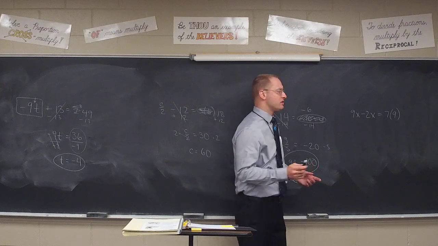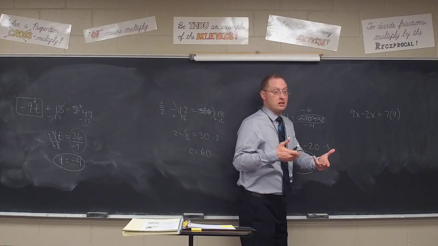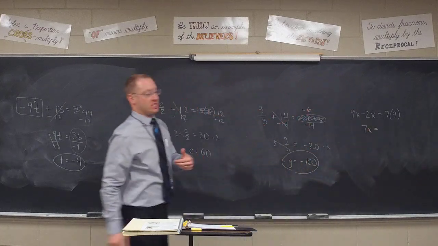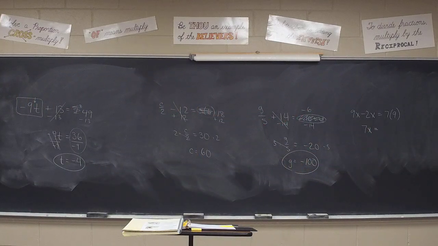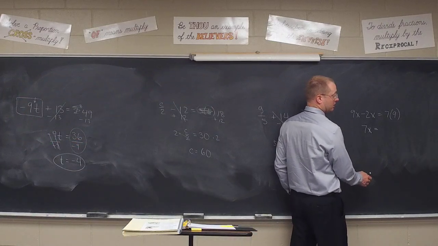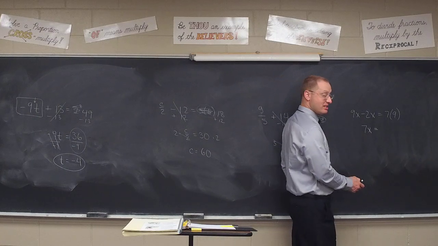9 minus 2? 7. X. 7x. There we go. Good. We get a 7x. So we're going to start by combining those x's. Again, you can't have multiple x's you're solving for. You can only have the 1. Let's get a 7x. But on the other side, then, we also need to simplify. Multiply. Yeah, 7 times 9 is?